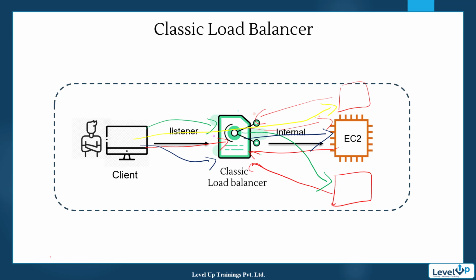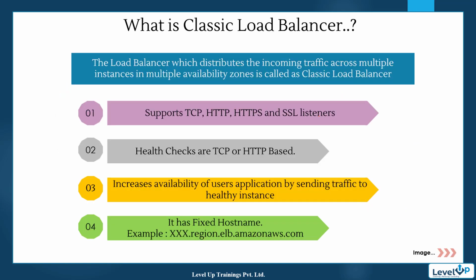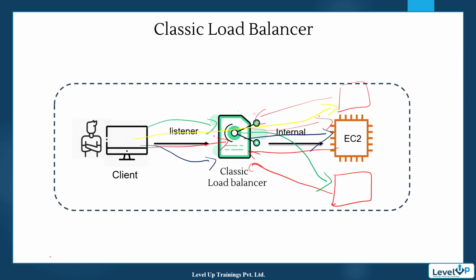So it follows different types of algorithms to decide to which instance the IO request has to be sent. That is how the load balancer distributes the load to the different EC2 instances that are attached to that particular load balancer. Okay.